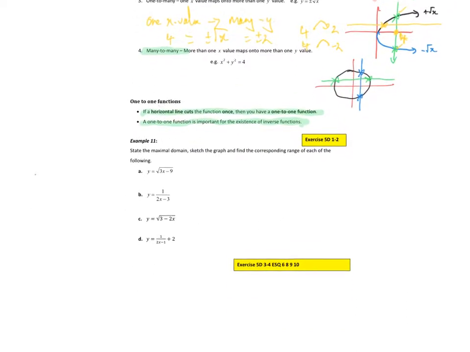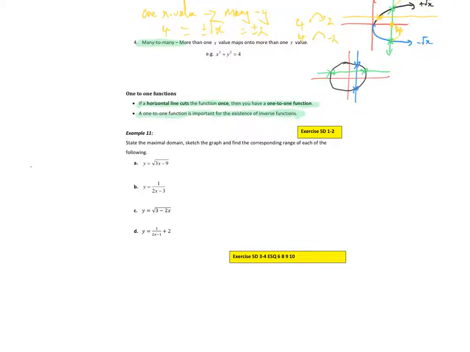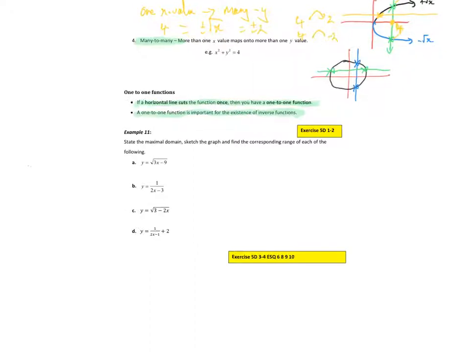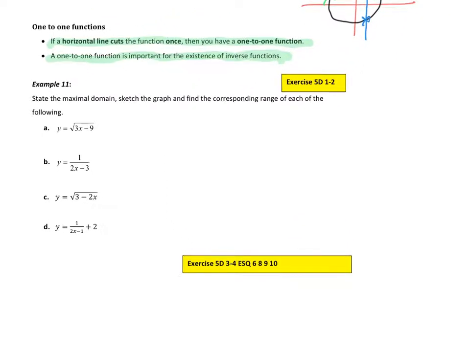Let's keep moving through. We've spoken previously about implied domains. I'm going to split this up into 4 sections. All right, let's consider each graph as they go.